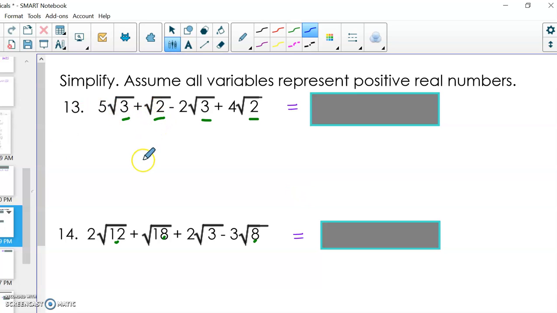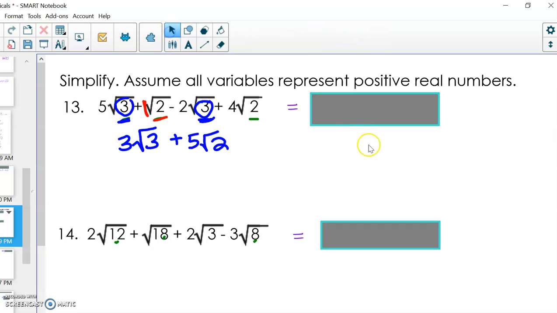All right, you ready to go over these? All right, the like radicands are 5 on the square root of 3 and 2 on the square root of 3. So we just leave the radicands alone, kind of like as if this was 5x minus 2x. It would become 3x, or in this case, 3 on the square root of 3. And then same thing with these guys. Positive square root of 2, or 1 on the square root of 2, plus 4 on the square root of 2 would just be 5 on the square root of 2. And we're good to go.